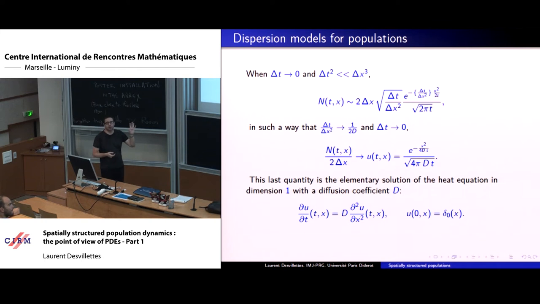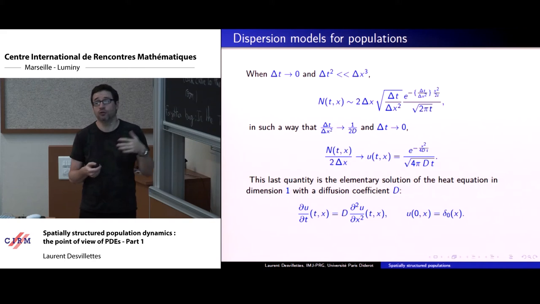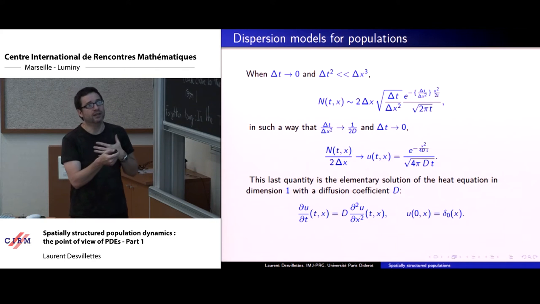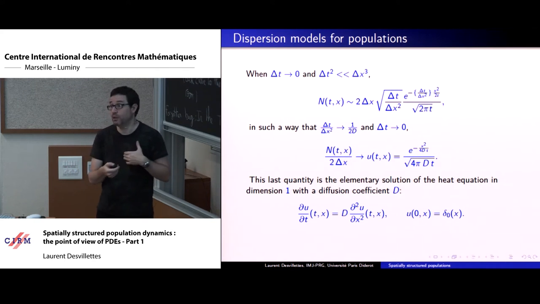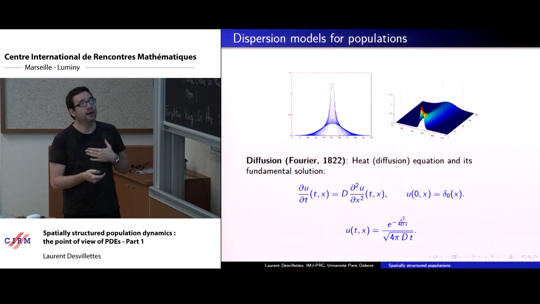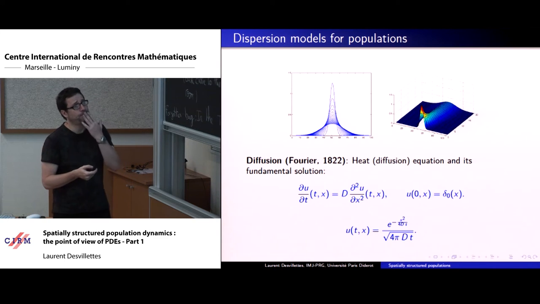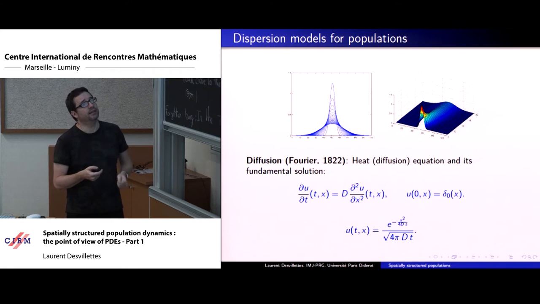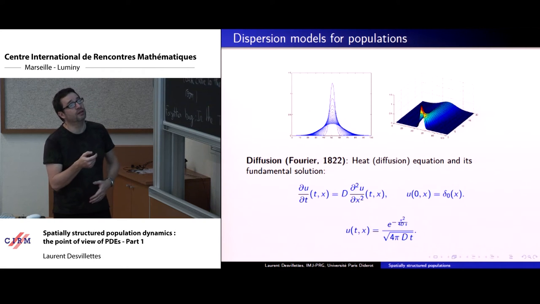So this was just to explain why the typical dispersion model for populations when you look from far away is given by the heat equation. Okay. Now, if you look at the solutions of the heat equation starting from a Dirac mass, this is what you see when you plot it.